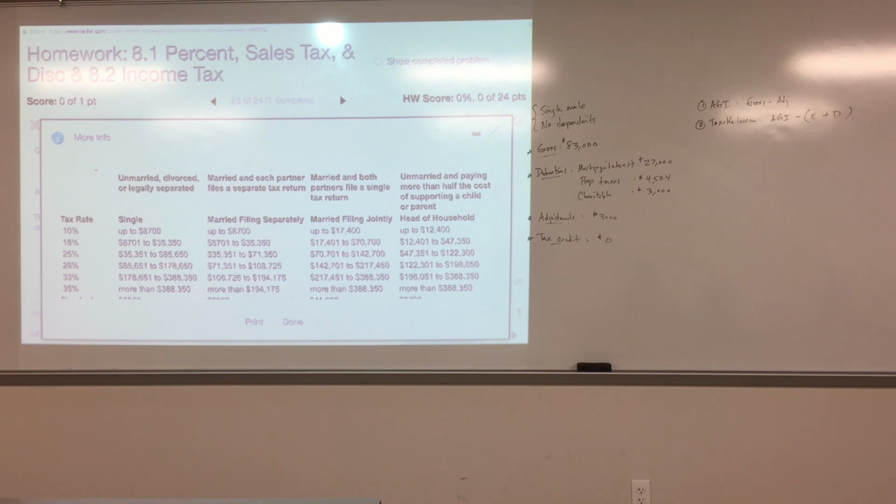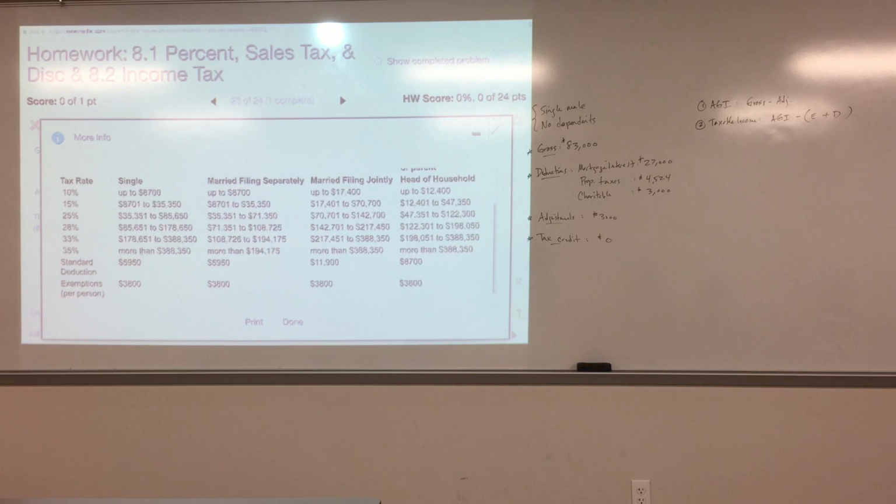We're going to come here to the first column that's single, and we're going to be working out of this column for our entire problem. This is not the last time that we're going to see this. We're going to see this table again, and on your test, you're going to have this as well. It's going to be given to you. All right? So, one more time.